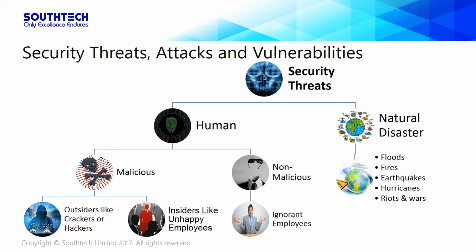Security threats, attacks, and vulnerabilities can be caused in two major ways. Firstly, by humans, and secondly, because of natural disasters such as floods, fires, earthquakes, etc. The human-caused threats can be categorized into two types. One is malicious, which can be triggered by both insiders or outsiders using programs or software that can hurt any organization very badly. The other is non-malicious, which happens only because of employees being too ignorant and not applying common sense.